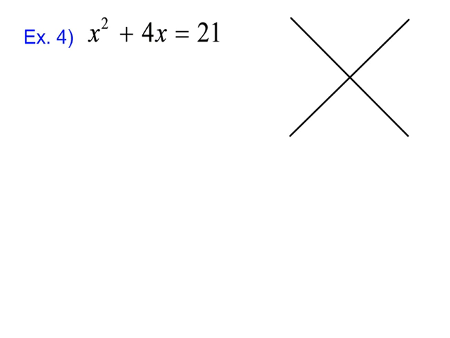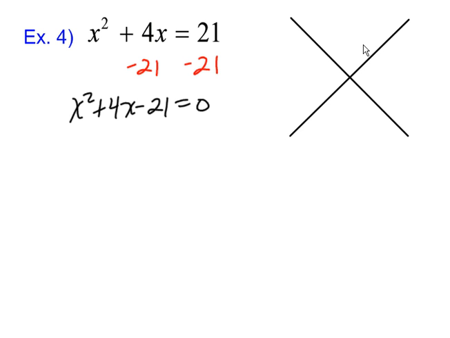Let's try this again with this one. x squared plus 4x equals 21. We have to remember what we first started with. It has to equal 0 in order to start factoring. So let's subtract 21 from both sides, and we end up with x squared plus 4x minus 21 equals 0.